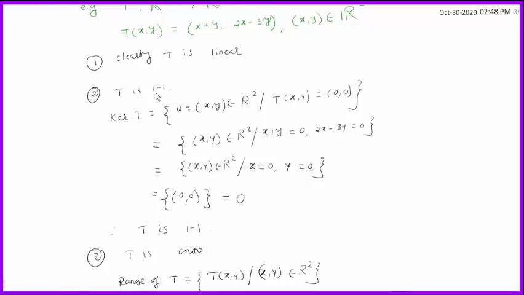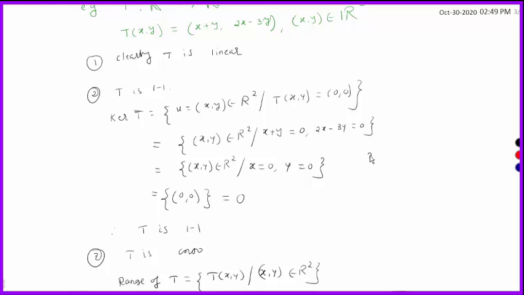For that we have already proved a theorem that T is 1-1 if and only if the kernel of T is equal to 0. That's why we have to calculate the kernel of T. If this kernel of T is 0, then this is a 1-1 linear transformation. So what is the definition of the kernel of T? Kernel of T is equal to all vectors (x, y) in R2 whose image is the zero vector, such that T of (x, y) equals 0. That means x plus y equal to 0 and 2x minus 3y equal to 0.